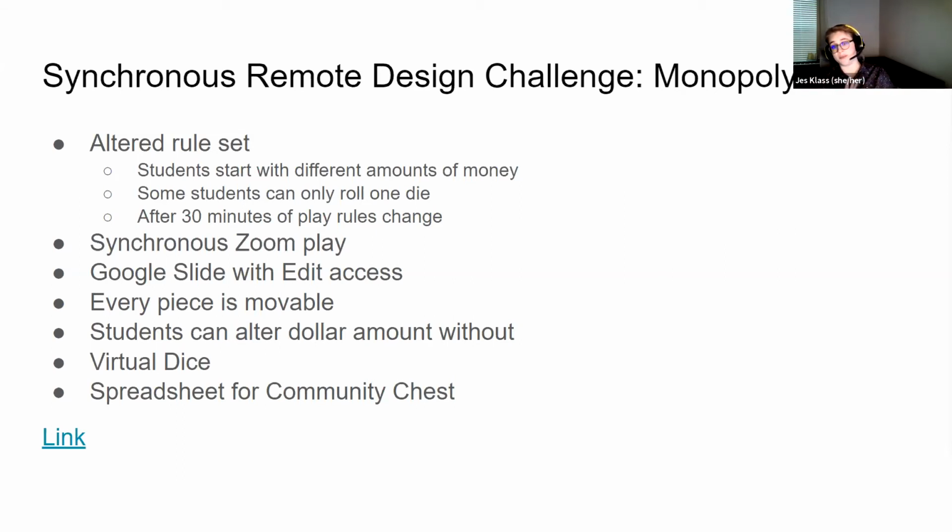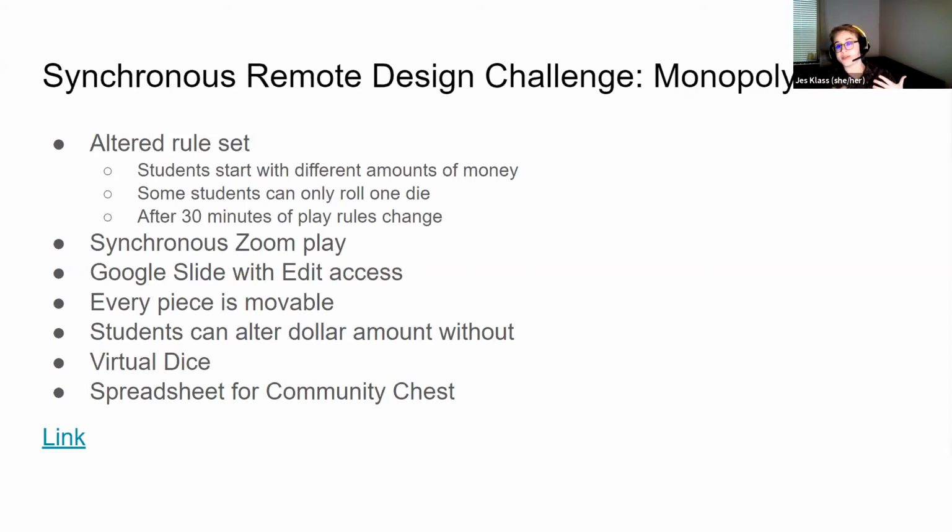I think that this is a really important lesson and really amazing and such a great thing that she developed. But when the university went fully remote, she came to me to say, Jess, how do I play Monopoly online? And right off the bat, there are a couple ways this could be handled.